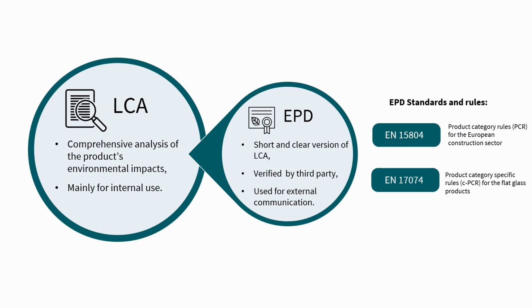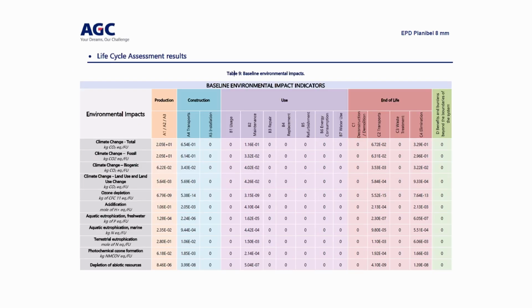The EN 15804 is the core standard for the EPD certification of construction products. The product category specific rule for flat glass products are set in the EN 17074. Here there is an example of EPD certificate from the company AGC Glass Europe. This EPD refers to an 8 mm thick soda lime glass.